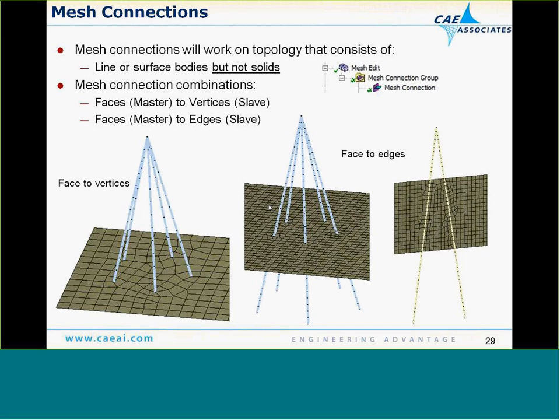So one of the things I want to point out, though, is that all of these cases we've been talking about are for connecting lines and surface bodies with the mesh connection. You cannot use an edge on a solid, or vertex on a solid, or face on a solid. You can't use any of those options in what's shown here. Faces, edges, vertices all have to be a combination of the line or surface bodies. So it won't work for solids.